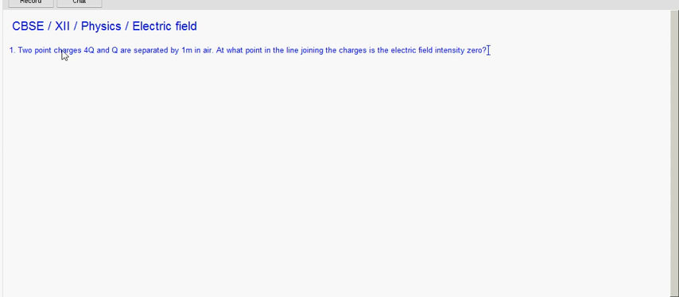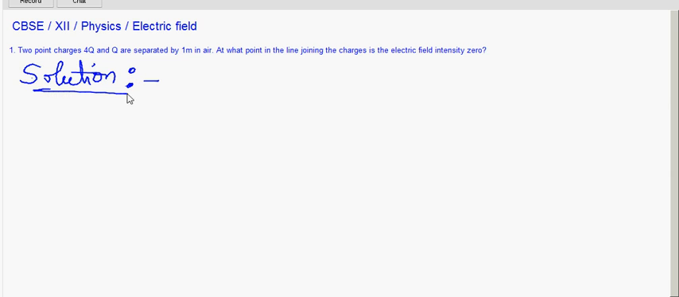Let us read the problem. 2 point charges 4q and q are separated by 1 meter in air. At what point in the line joining the charges is the electric field intensity 0? How to solve this? Let us understand what the given quantities are. We will write the given quantities. Solution.